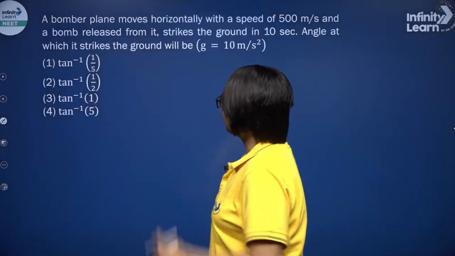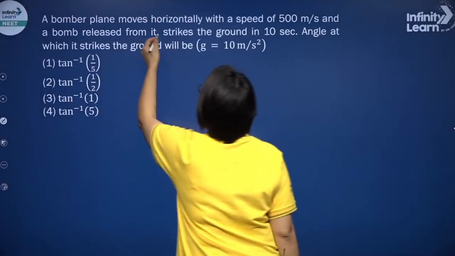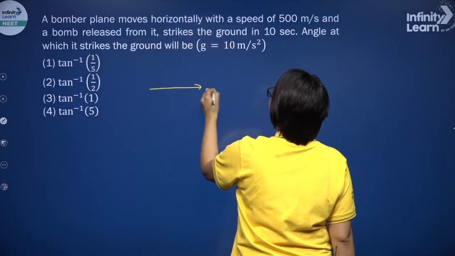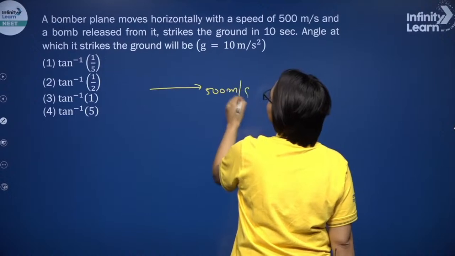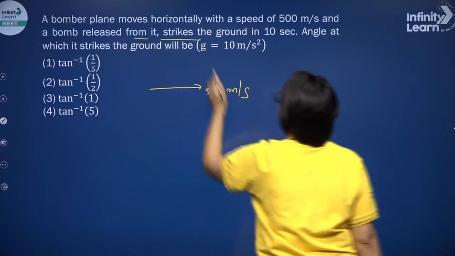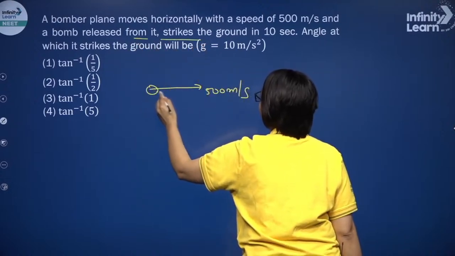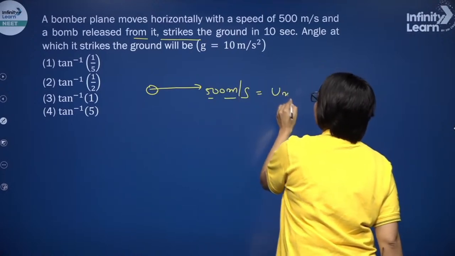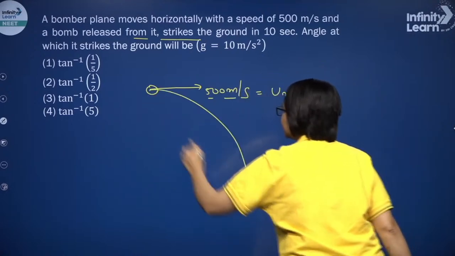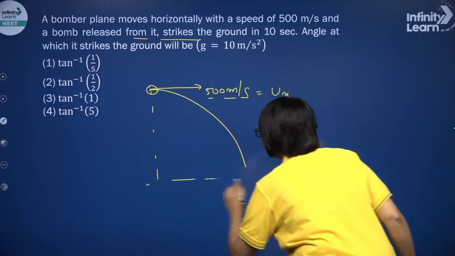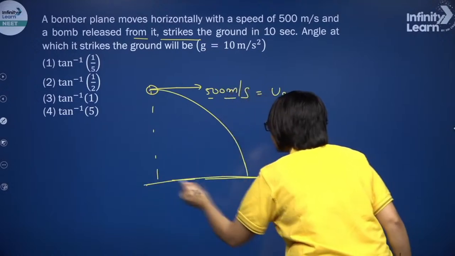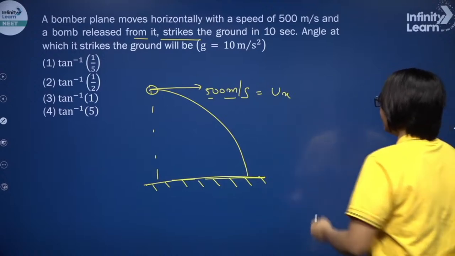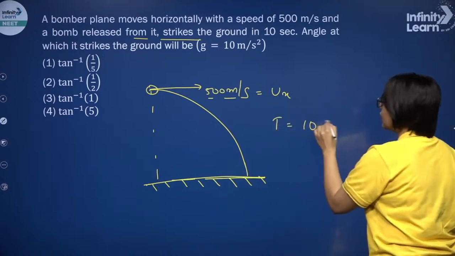Now the question number 1 is, a bomber plane moves horizontally with a speed of 500 meter per second and a bomb is released from it. So when you release a bomb, it will have 500 meter per second initial velocity along the x-axis and the bomb will follow this path and fall to the ground something like this. This is nothing but the case of horizontal projectile and it will fall to the ground in 10 seconds.